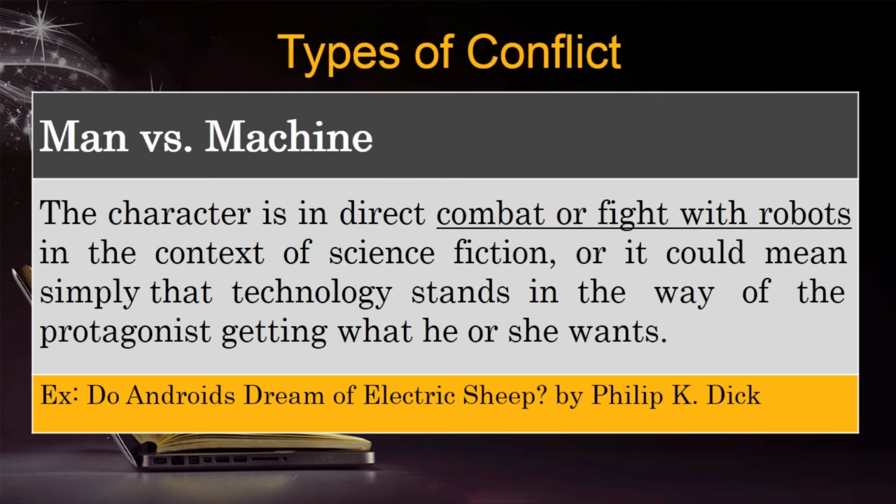Man versus machine. The character is in direct combat or fight with robots in the context of science fiction. Or it could mean simply that technology stands in the way of the protagonist getting what he or she wants. It is simply a battle against technology. Example, Do Androids Dream of Electric Sheep by Philip K. Dick.